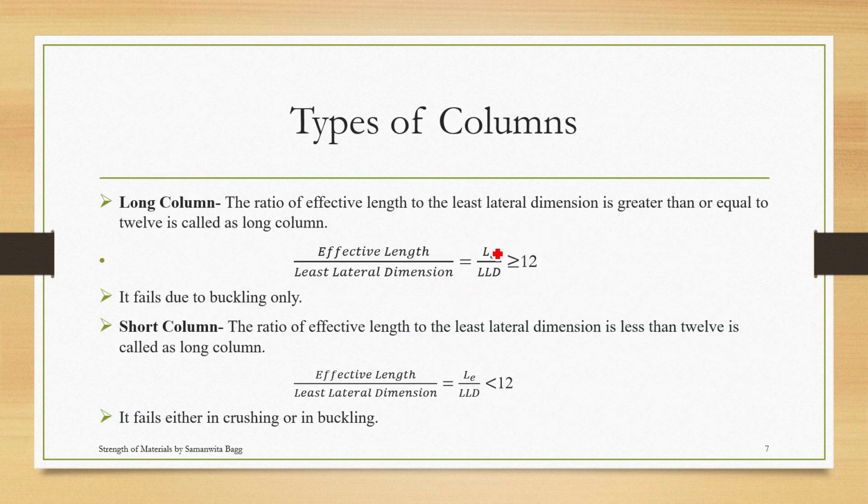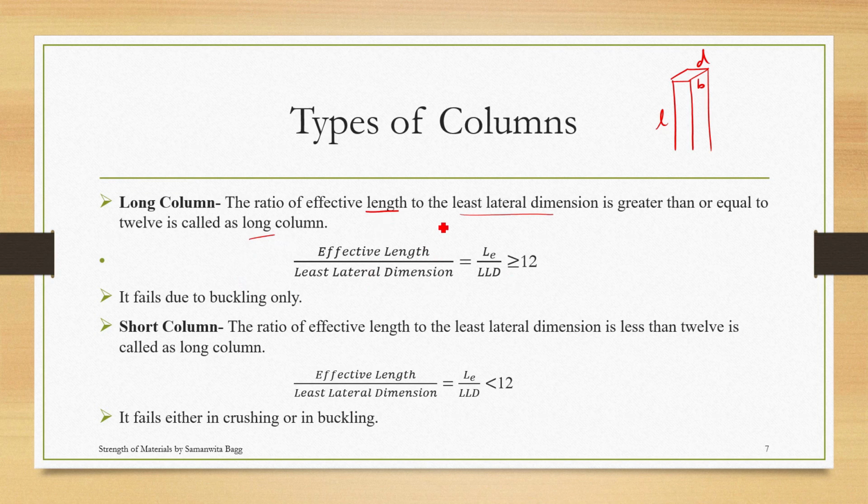Next, we'll talk about types of columns. Now, these columns, as I have shown you in the buildings that are present, can be of mainly two types. One is called a long column and the other is called a short column. Say a column has a rectangular cross section, with length L, width B and depth D. These are the three dimensions. If the ratio of effective length to the least lateral dimension is greater than or equal to 12, we say that it is a long column.